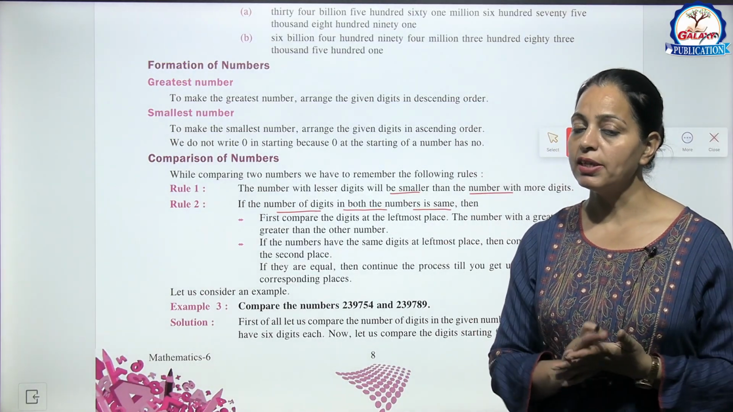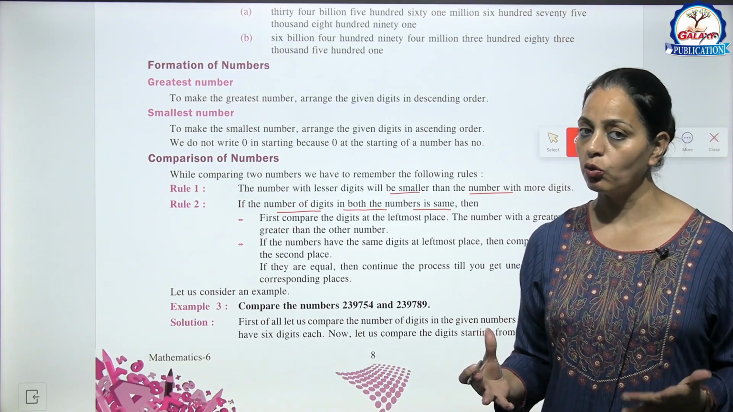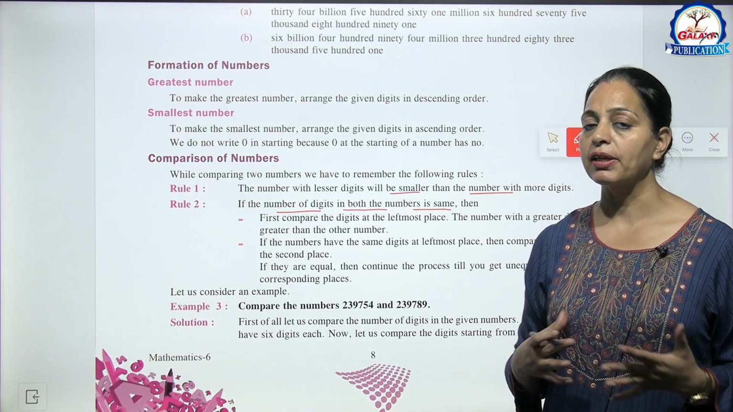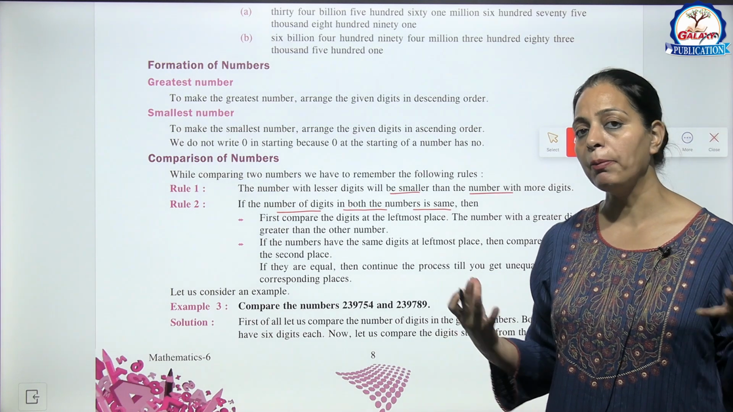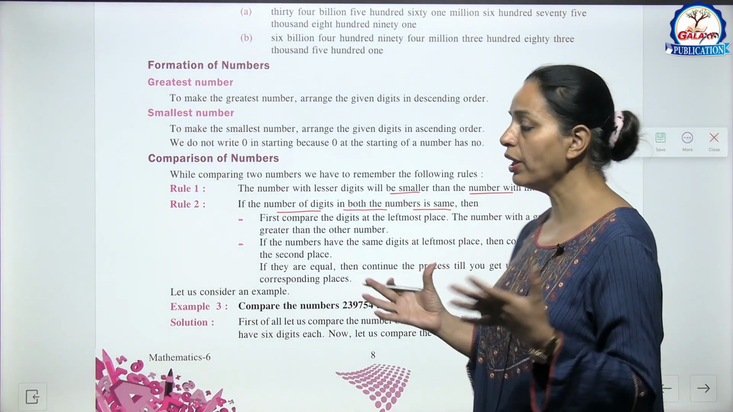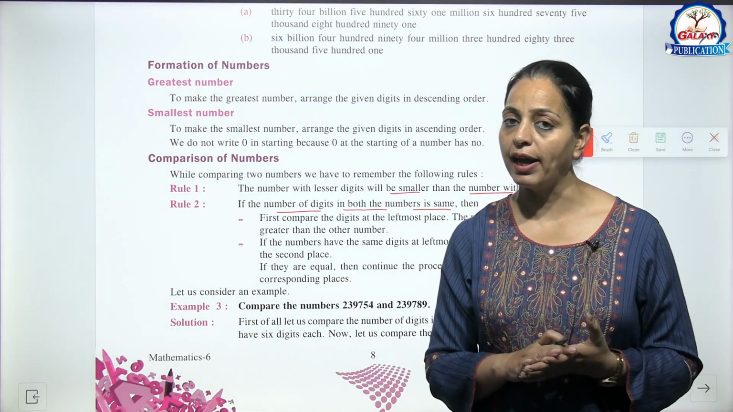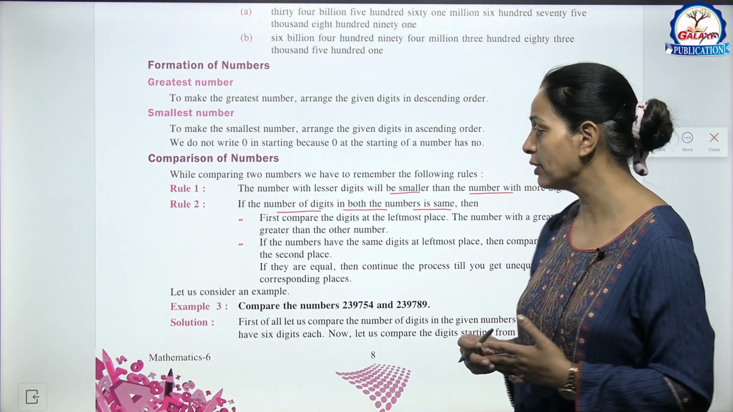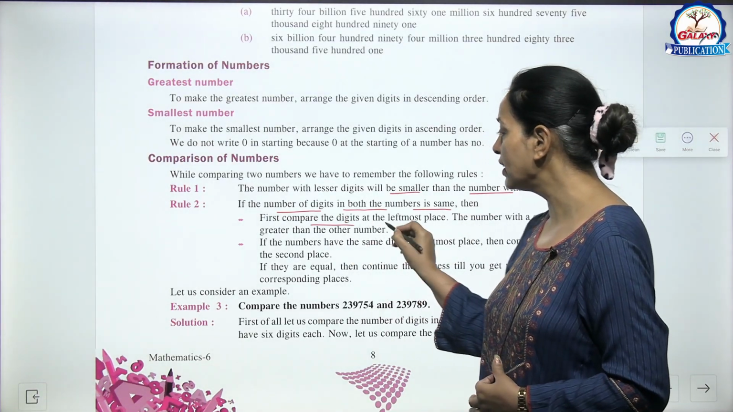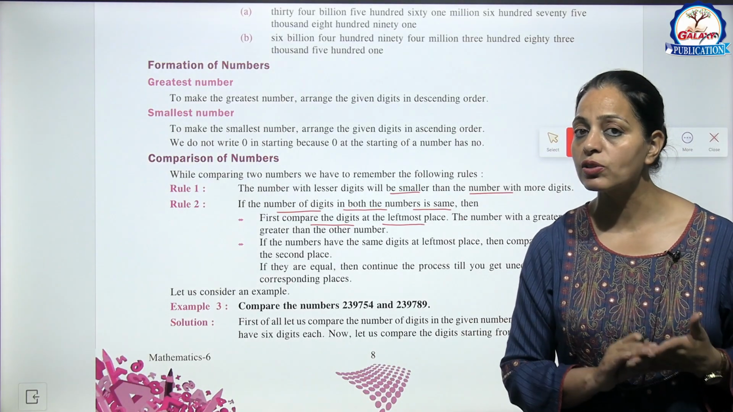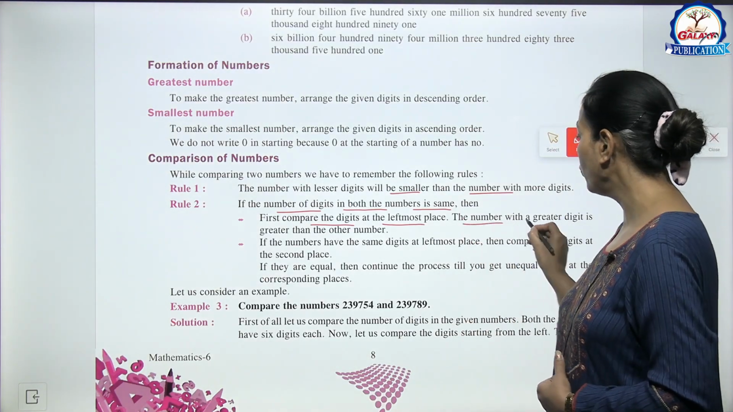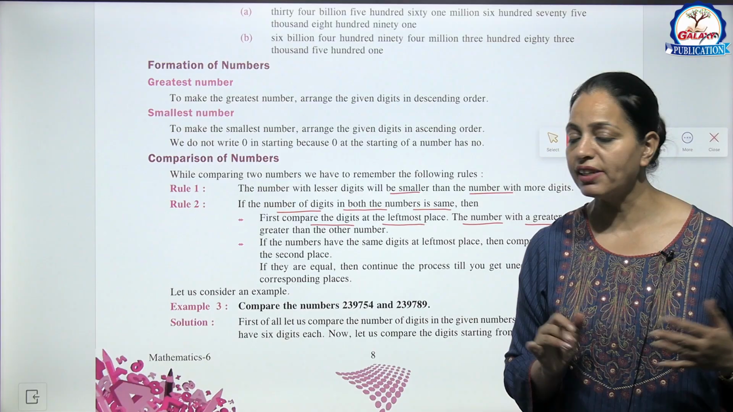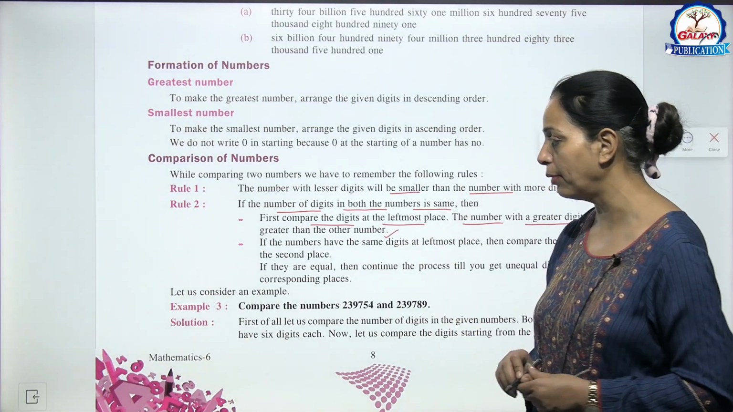नंबर के कम डिजिट्स होंगे वो नंबर ऑफ कोर्स छोटा होगा, जिस नंबर के ज़्यादा डिजिट्स होंगे वो नंबर बड़ा होगा. रूल 2 में अगर नंबर ऑफ डिजिट सेम है, देन हाउ टू कंपेयर इट? First compare the digits at the leftmost place. The number with a greater digit is greater than the other number.